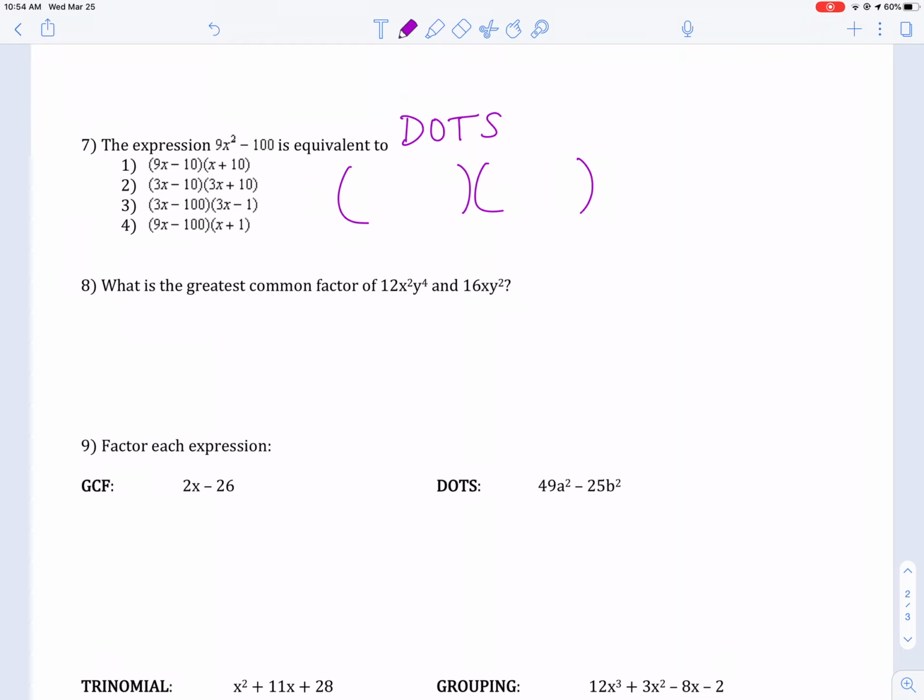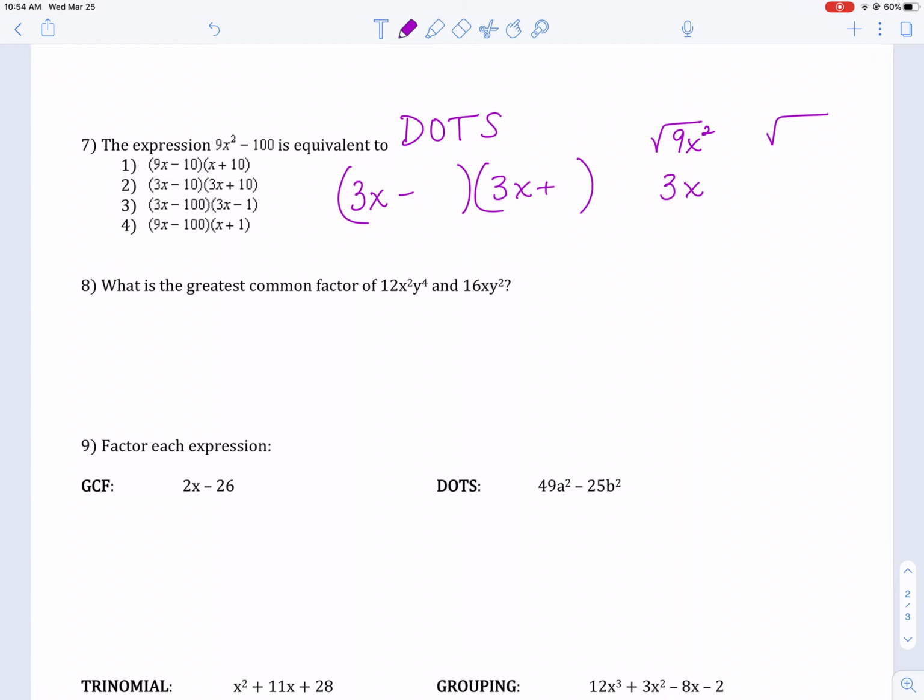9 is a perfect square. The square root of 9 is 3. Okay, square root of 9 is 3. If I put an x squared in there as well, the square root of x squared is x. So 3x and 3x go to the front of each parenthesis. One has to be a plus, one has to be a minus. The order of the plus and the minus doesn't matter.